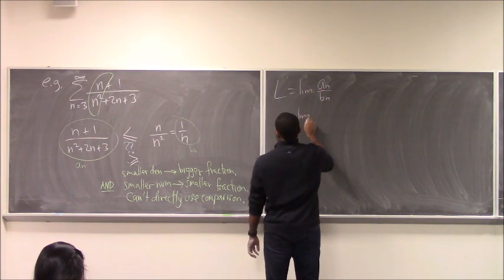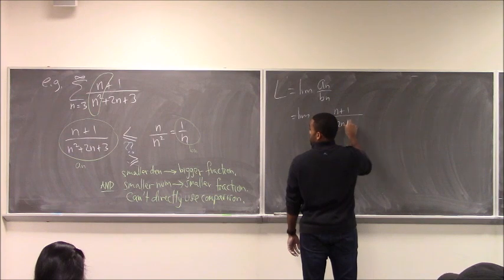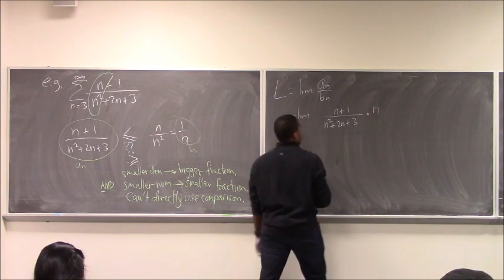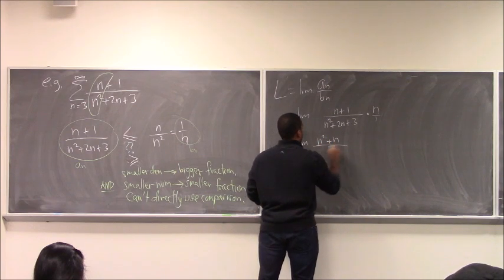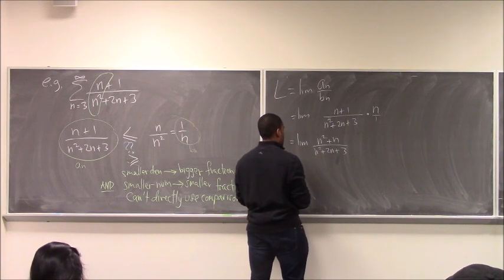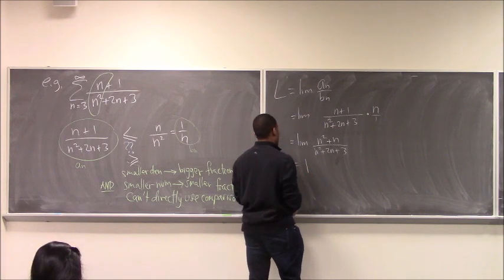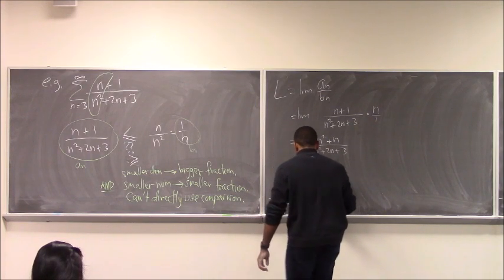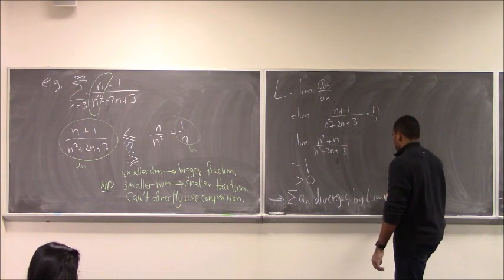This is going to be the limit of n plus 1 over n squared plus 2n plus 3 times n. So this is going to be the limit of n squared plus n over n squared plus 2n plus 3, and that is 1. 1 happens to be greater than 0. This means the series of AN diverges. We say by limit comparison.